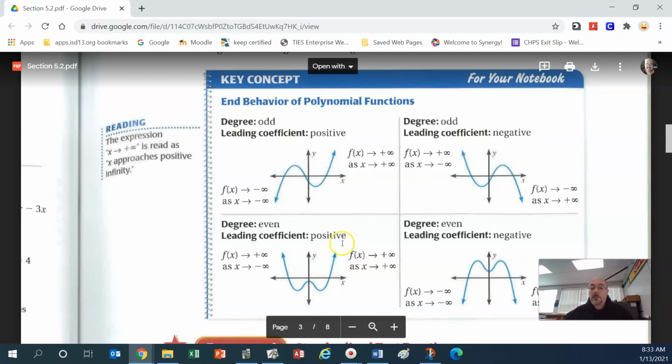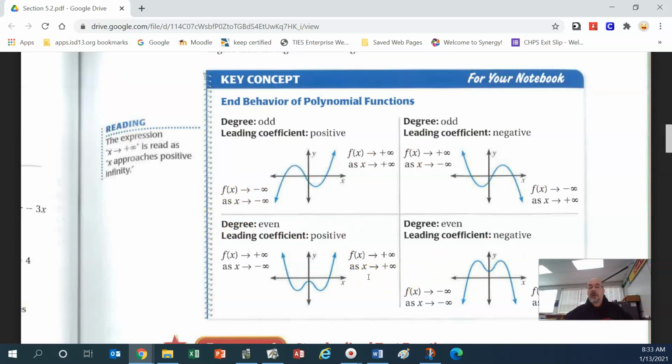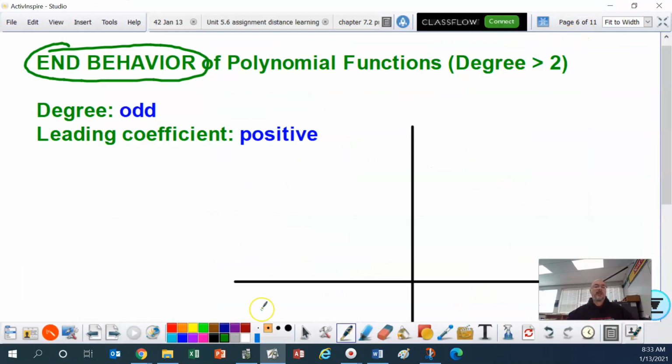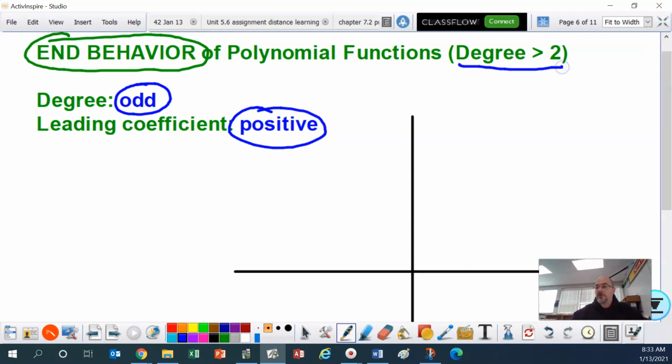Again, this notation you see here, I'm going to do it a little bit different, but it'll mean the same thing. So we're going to see, what does a graph do? How does it end, based on some things? So here we go, folks. All right, so let's take a look. Let's say the degree is odd, and the lead coefficient is positive. And again, the degree has to be bigger than 2.